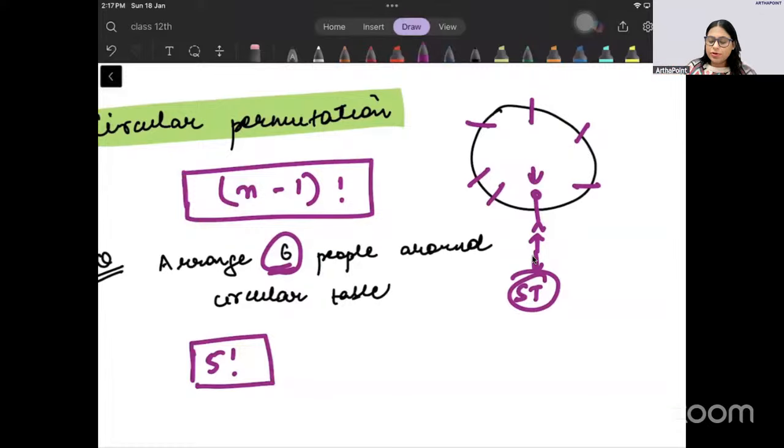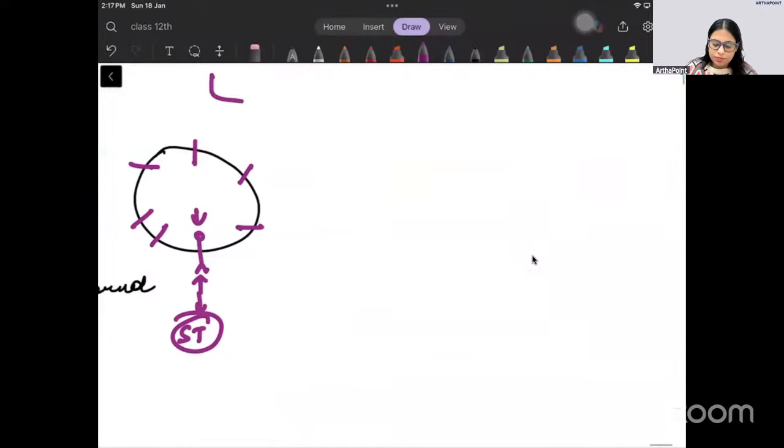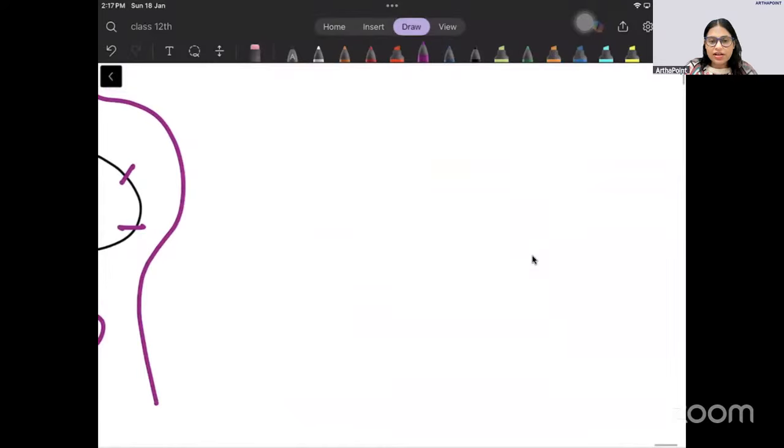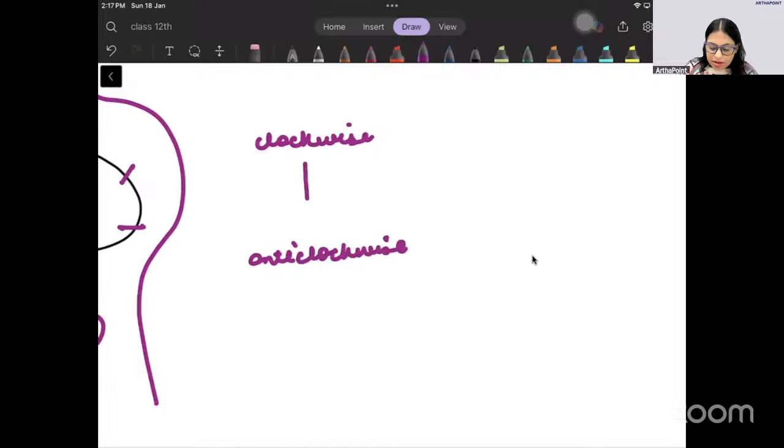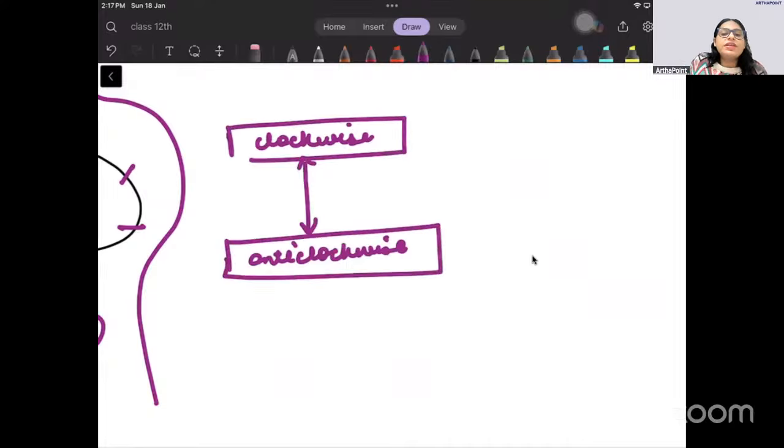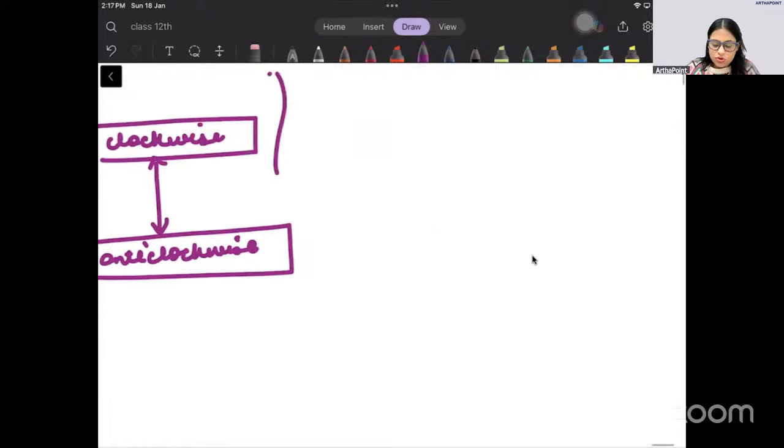So for example, if someone tells you to arrange clockwise or arrange anti-clockwise, remember that clockwise and anti-clockwise arrangements are the same mathematically. Whether I have to arrange them clockwise or anti-clockwise, it does not matter. It is the same thing, whether you go clockwise or anti-clockwise. Okay. So solve this question.